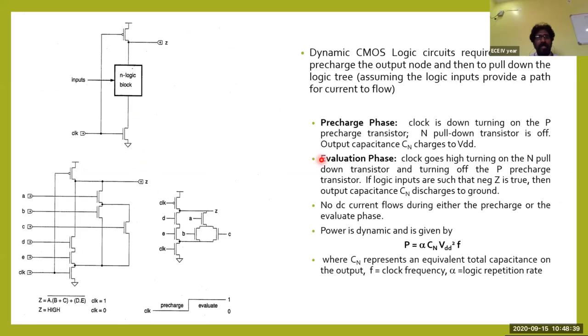This is another network. In this network, you can see the operation here: pre-charge state and evaluate state. Pre-charge means clock equal to 0. Evaluate means clock equal to 1.